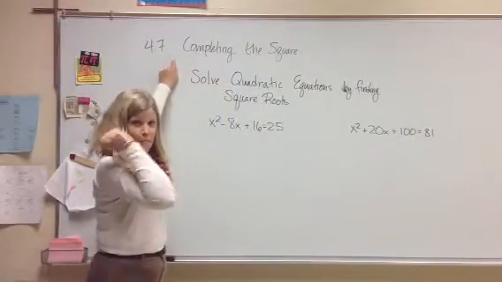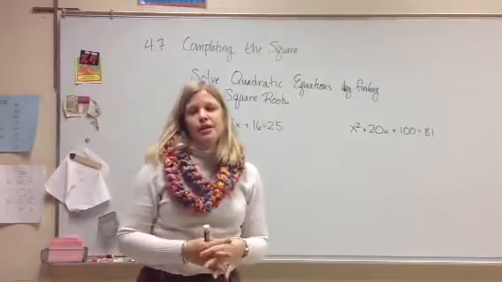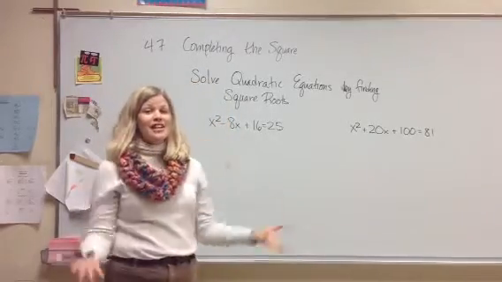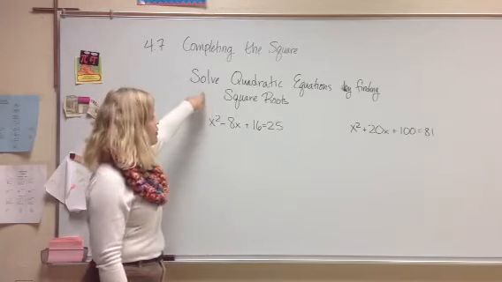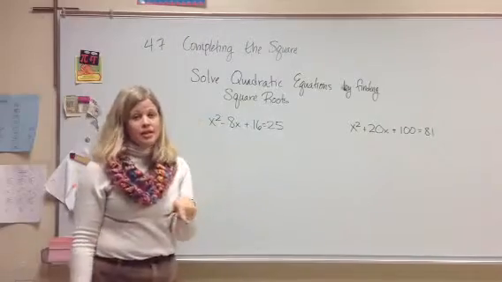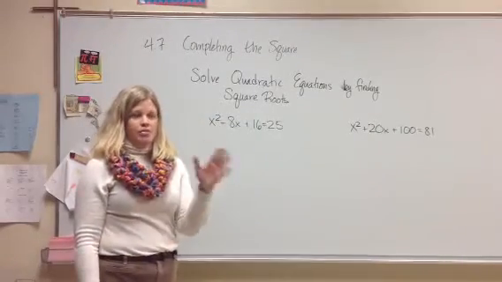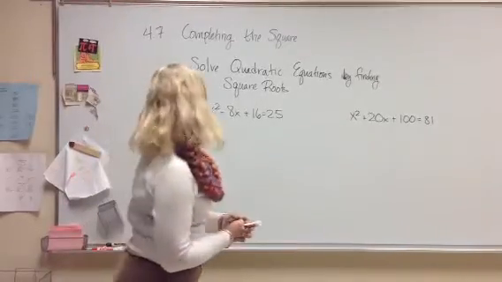But anyhow, we are moving on to 4.7. Now the title of the lesson is completing the square. But before we can even get to that idea, we're going to go back and look at how we can solve quadratic equations by finding square roots. We did this the other day, and remember sometimes we wound up with a negative number, and that's when we created i and all that stuff.